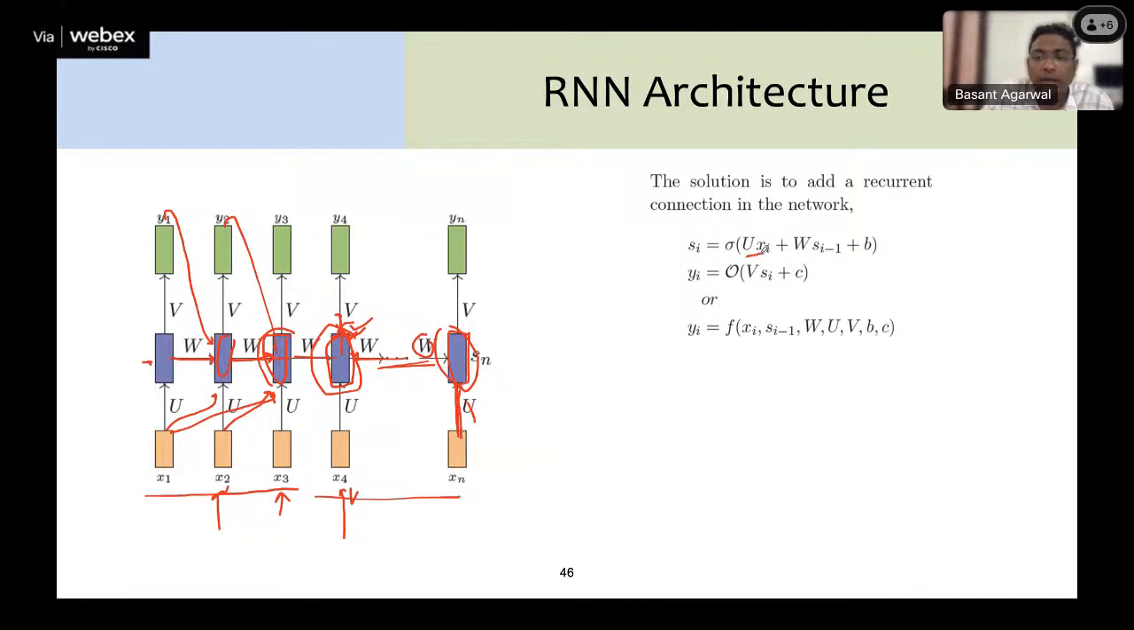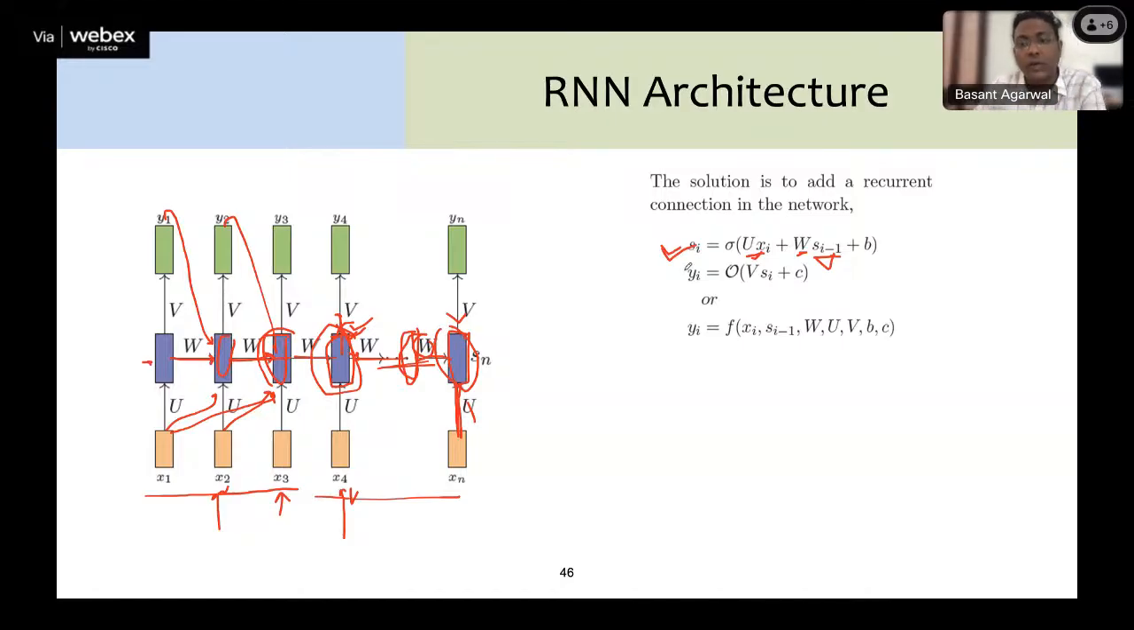We can write it like this: U x_i, because i is your timestamp, and all the weights connected between the hidden layer and the output layer, which is basically W and S of t minus 1. So this will give all the information from the previous inputs. So when we want to predict at any timestamp, we are using the current input and also using the information from the previous inputs.